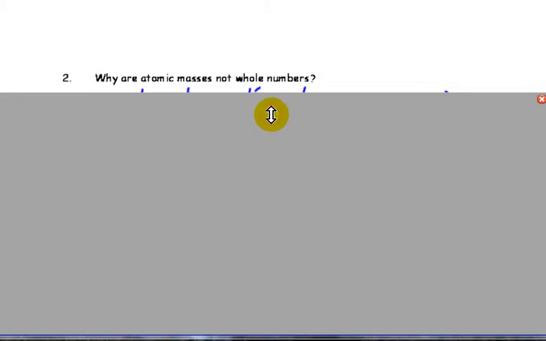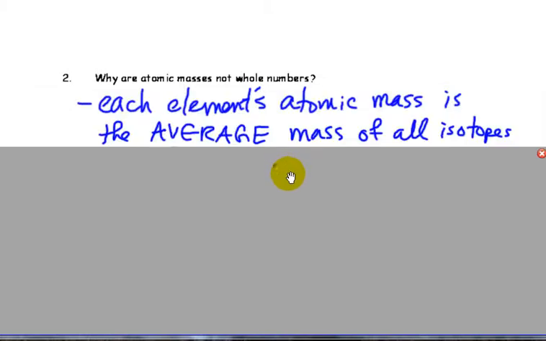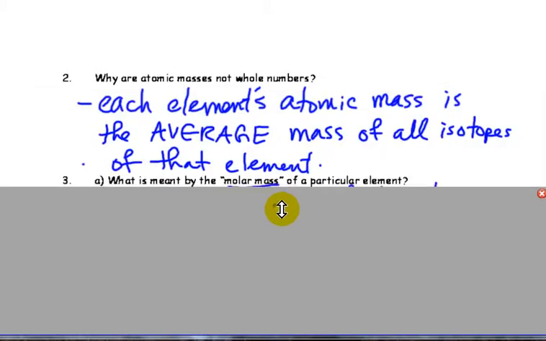Why are atomic masses not whole numbers? Because there's different versions of each element called isotopes, and those masses that you see in the periodic table are an average of all of those different versions or isotopes of an element.